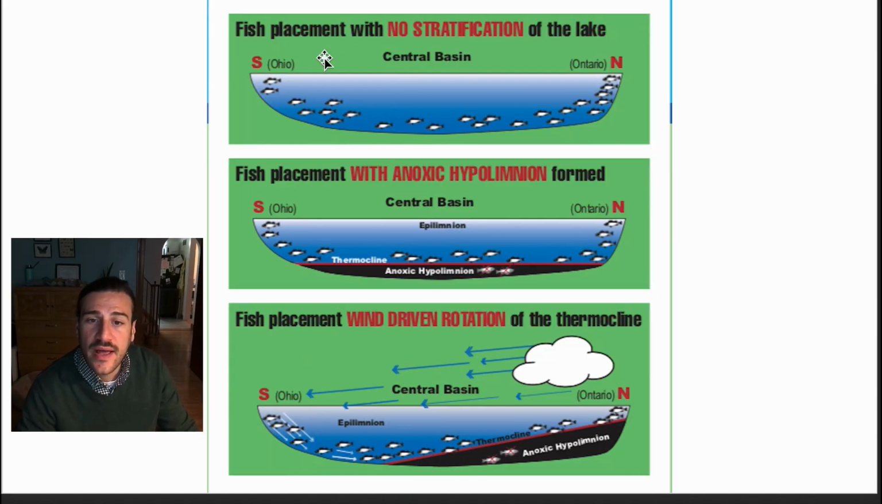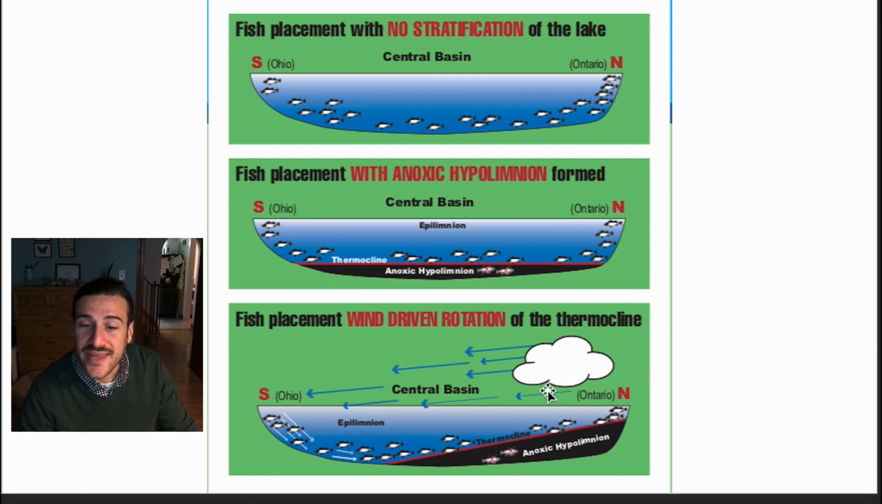Now, here we have the fish placement with no stratification, right? Because fish like certain temperatures, right? So there are many fish that require slightly warmer temperatures. And here, when there is no stratification, these fish can exist freely throughout much of the Great Lakes Central Basin. However, when there is stratification, meaning that there is an epilimnion and a hypolimnion, you do get this layer. And if fish venture too long in the hypolimnion, they will die because there isn't enough oxygen.